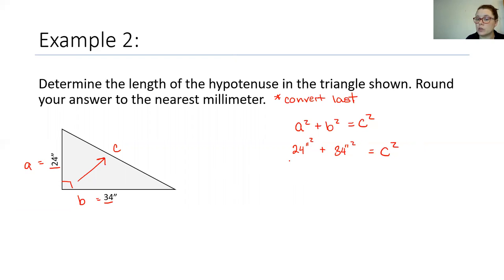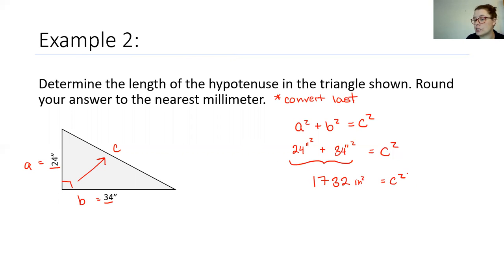Okay, so we're just going to put these two in our calculator. Make sure you follow order of operations. Your calculator should follow order of operations for you. So you're going to square the 24 and square the 34 and then add them together. And that should give you 1,732. That's going to be inches squared equals C squared.